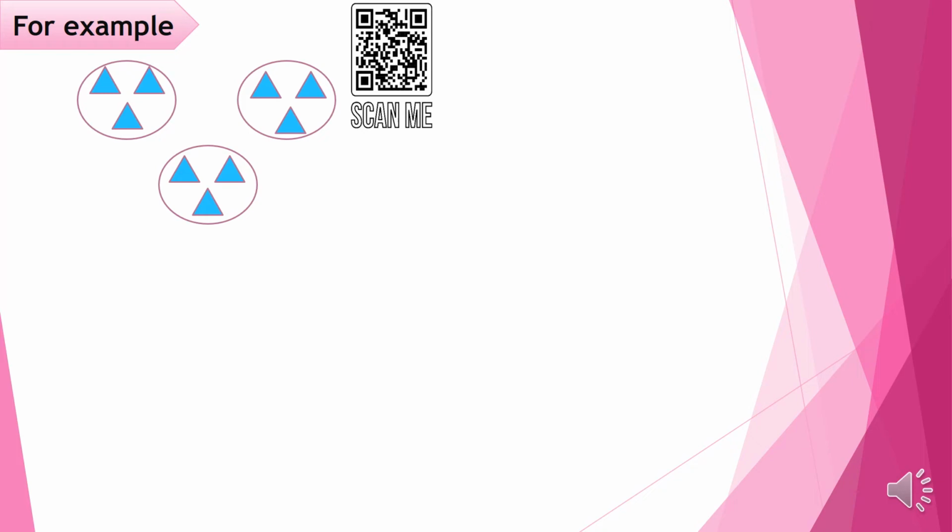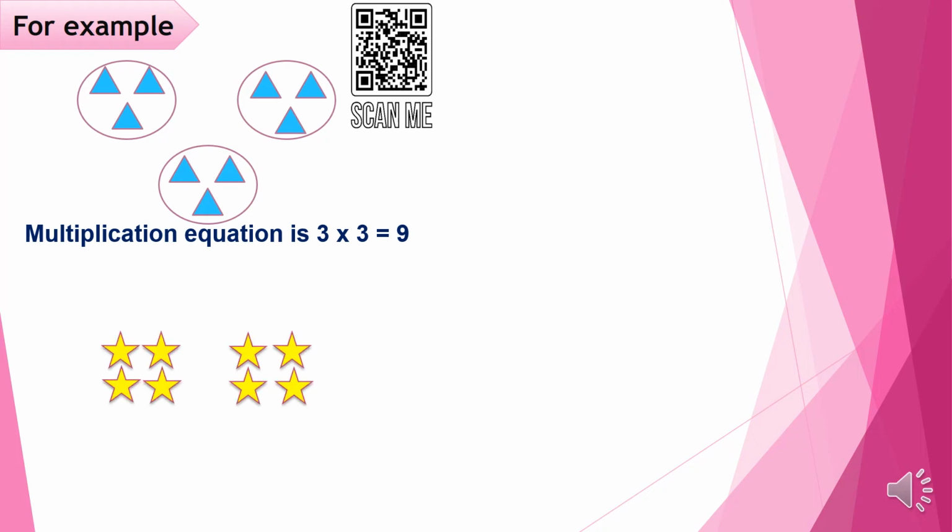For example, here I have 3 groups. Inside each group, I have 3 triangles. So I have 3 groups of 3 triangles. If I want to find them using multiplication to find the total, I can say 3 times, how many times I repeat 3? 3. So 3 times 3 equals 9.